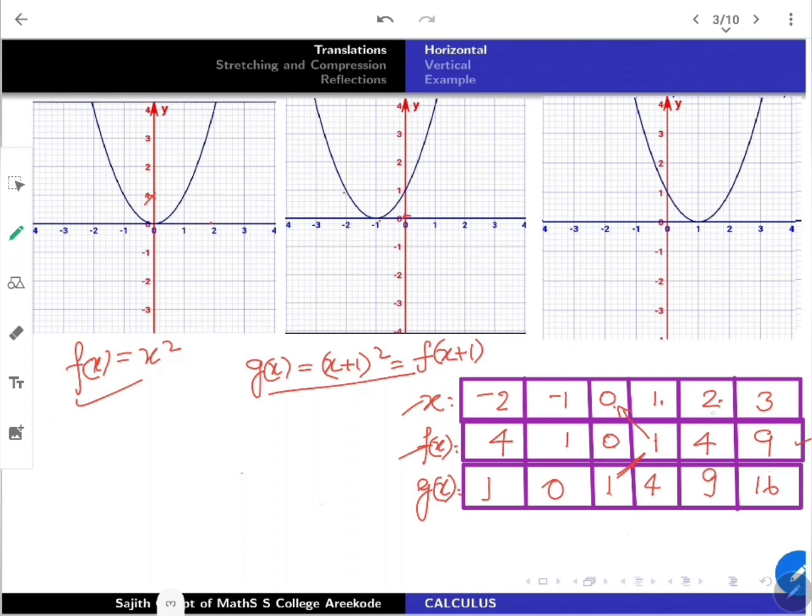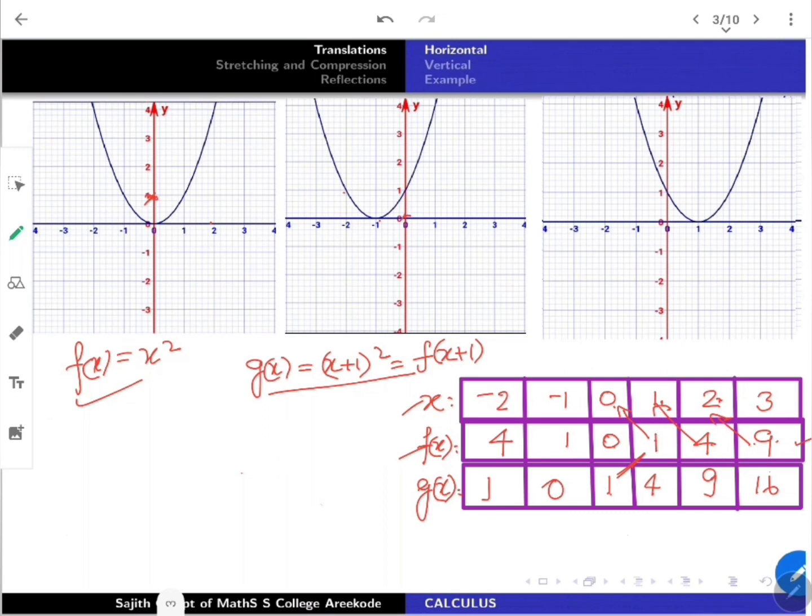Now, if you are looking at x equals 2, the f of x value was 4. Now, the g of x value is going to be 9. Right? So, this 9 actually is taken by f at 3. So, that 9 is shifted to 2. Similarly, 4 is also shifted to the 1 correspondence. So, everywhere a backward shift in x is happening, in the left side movement. See, corresponding to 0, I am going to get 1 here. So, this is the marking.